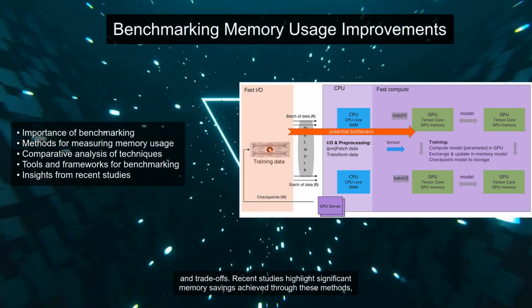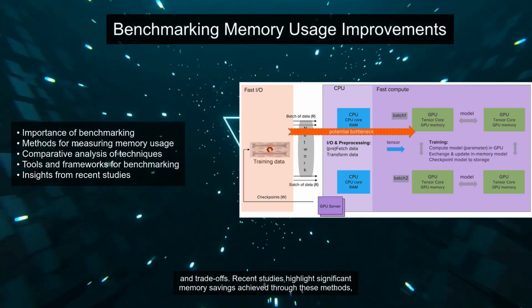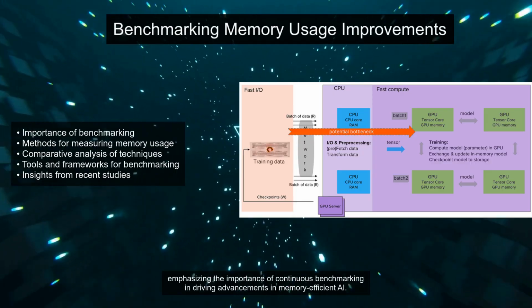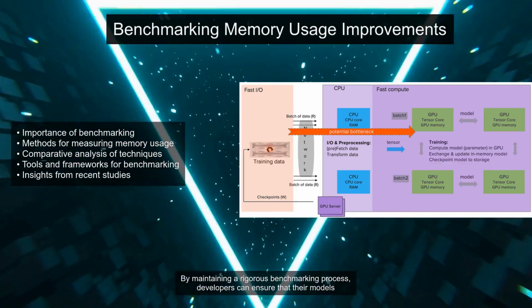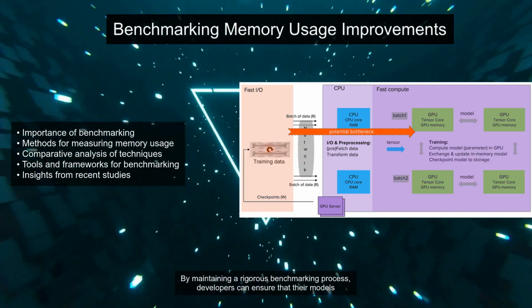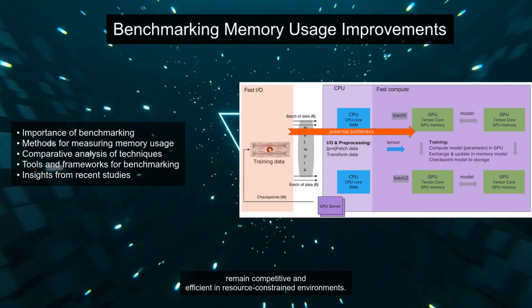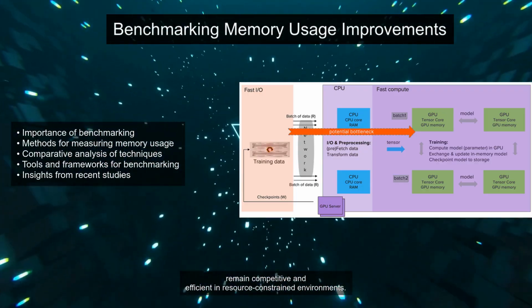Comparative analysis of techniques like sliding window, sparse attention, and checkpointing provides valuable insights into their relative benefits and trade-offs. Recent studies highlight significant memory savings achieved through these methods, emphasizing the importance of continuous benchmarking and driving advancements in memory-efficient AI. By maintaining a rigorous benchmarking process, developers can ensure that their models remain competitive and efficient in resource-constrained environments.